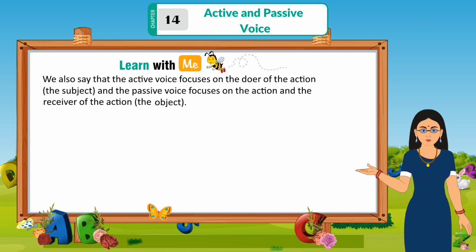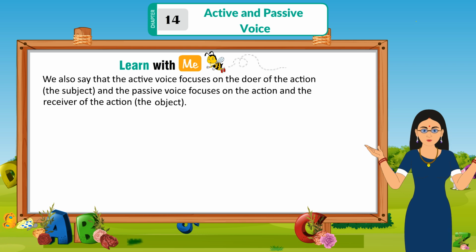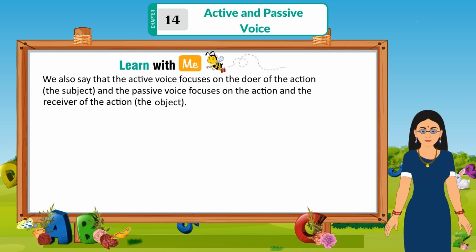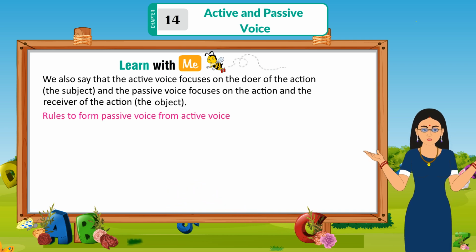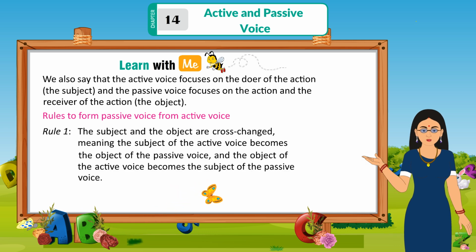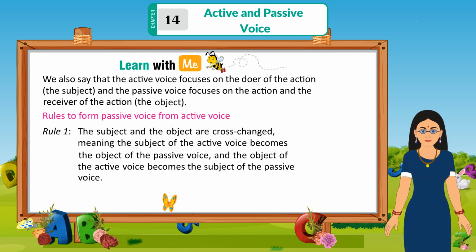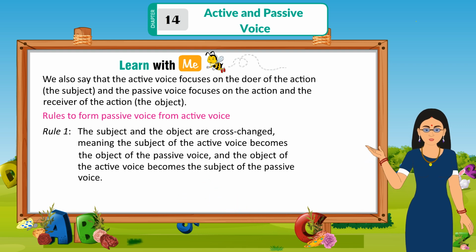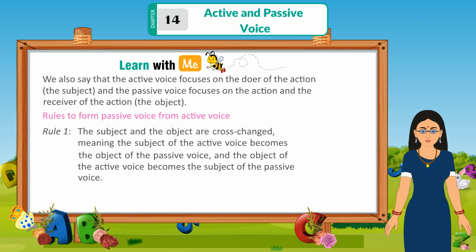We also say that the active voice focuses on the doer of the action, the subject, and the passive voice focuses on the action and the receiver of the action, the object. Rules to form passive voice from active voice. Rule 1. The subject and the object are cross-changed, meaning the subject of the active voice becomes the object of the passive voice and the object of the active voice becomes the subject of the passive voice.